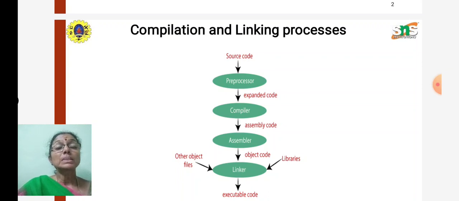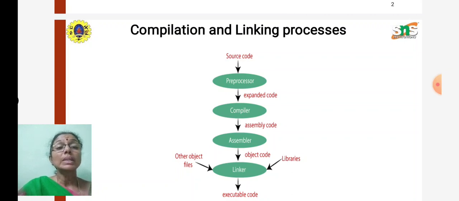A preprocessor directive is indicated by the hash symbol. Whenever the system sees the hash symbol, it is a preprocessor directive. The necessary files are included in the C program. The output of the preprocessor is a preprocessed source code, which is given to the compiler. The compiler converts that preprocessed program into the assembly code.